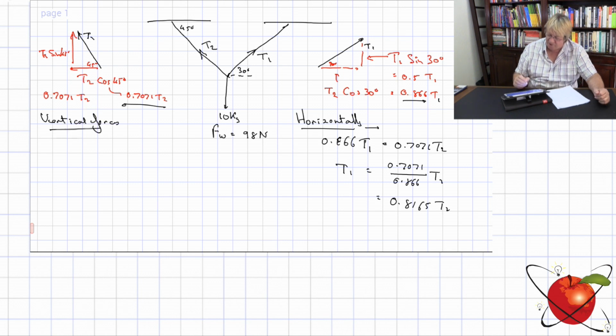There we go. Vertical forces. Now remember, we've got this guy acting down, so the ups must equal the downs. So let me just put the down over here: 98 newtons over there. That's acting down.